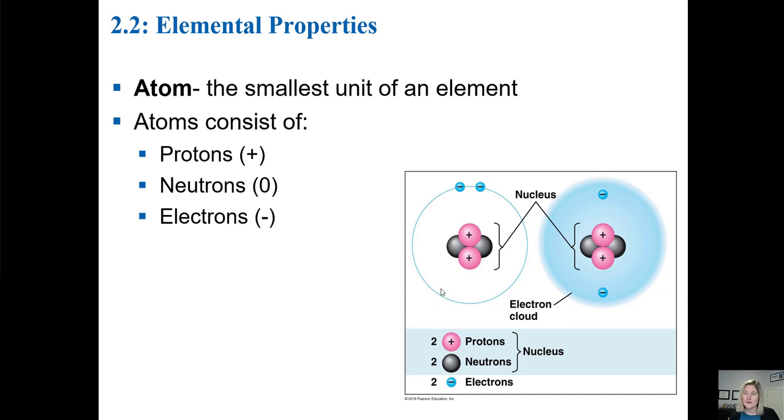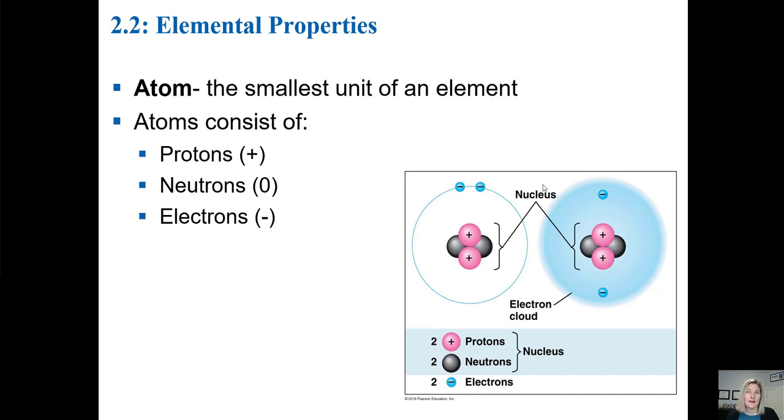And you can see, here's an example. It's not oxygen. This one is helium. And in this case, helium has 2 protons. And you can see that the protons are located in the center of the atom, which we call the nucleus of the atom. Also in the nucleus of the atom are the neutrons. Okay, so the protons and the neutrons are found in the nucleus of the atom.